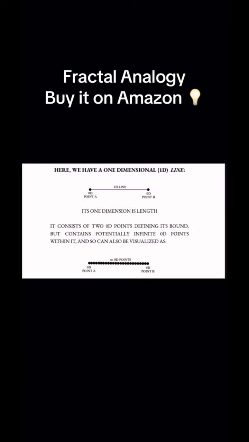Here we have a one-dimensional line. Its one dimension is length. It consists of two 0D points defining its bound, but contains potentially infinite 0D points within it, and so can also be visualized as.